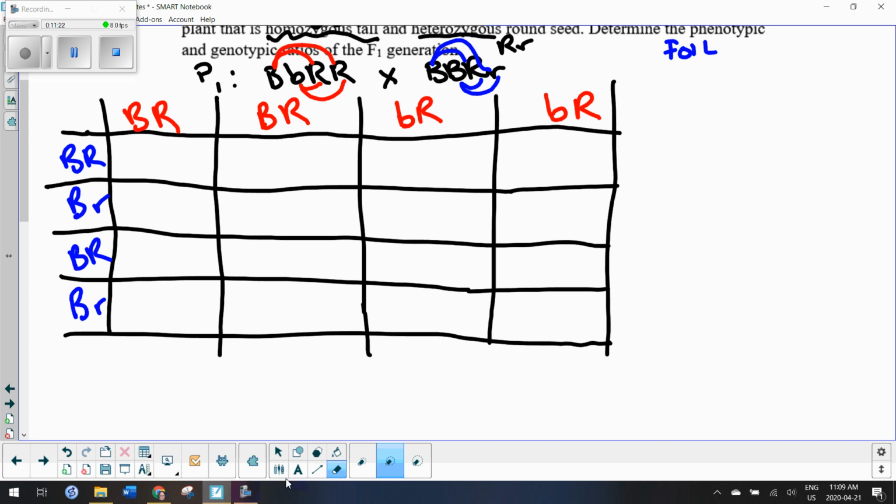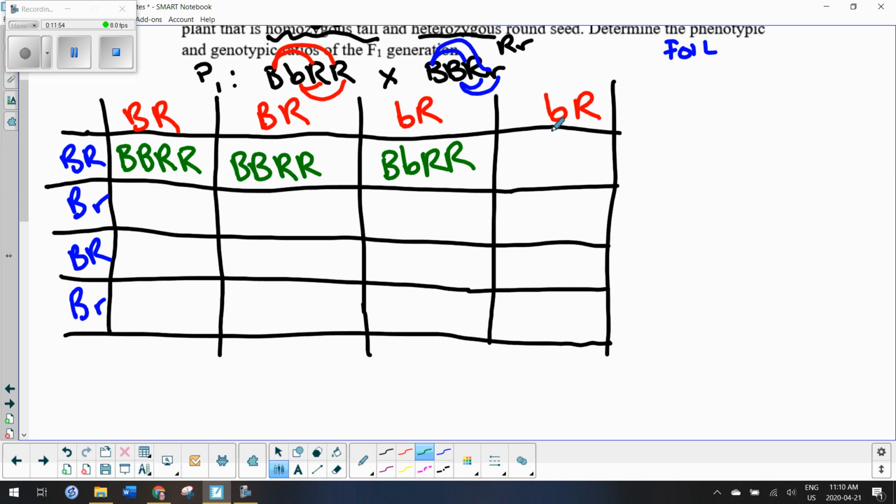Okay. Let's try and figure out what we've got now. So in here, you get big, big, big, big. So it's homozygous dominant for both of them. Okay. Big, big, big, big. Oh, it's the exact same. Yes, I do recommend that you write them both so that you don't forget counting them in the end. So you have a big B and a little b, big R, big R.